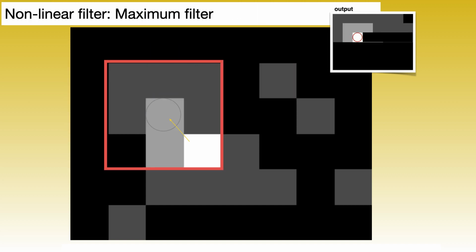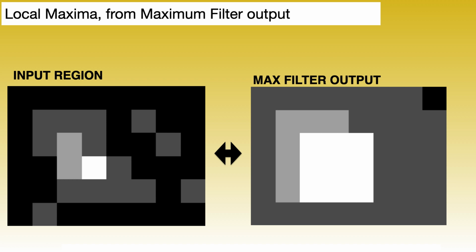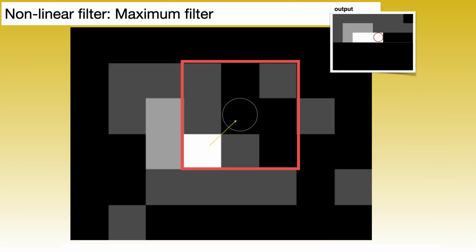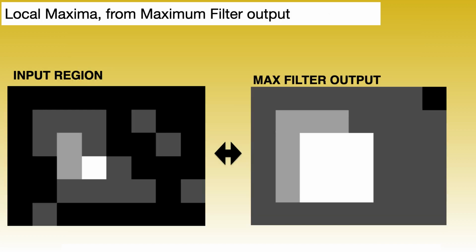So we go through, and what this does is it essentially denoises our image, just revealing the maximum value in each location. And what we get from that is a sort of maximum filter output that looks like this on the right, which is a denoised version of the input image.